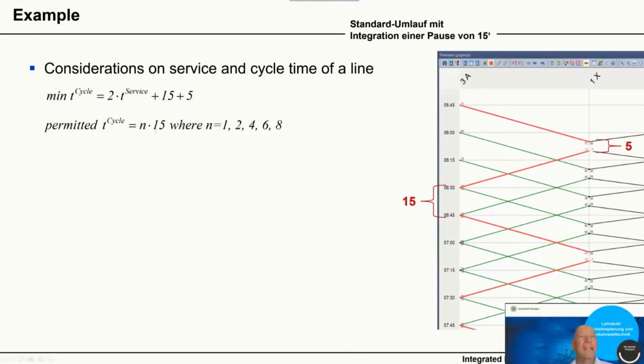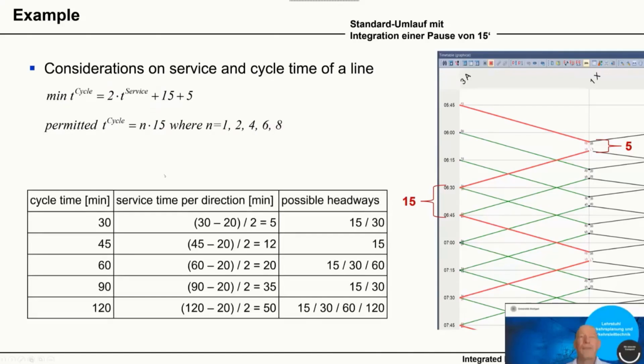And now I can test possible cycle times. And I have my system headway of 15 minutes. So I can work with 1, 2, 4, 6, and 8. And if I do that, imagine I select a cycle time of 30 minutes. Then I have 20 minutes as layover time, and my entire cycle is 30 minutes, so that only leaves me with 10 minutes of service time, and I have 2 directions.